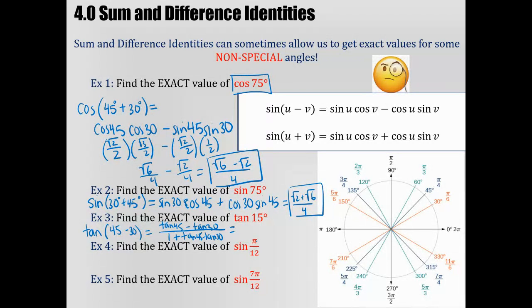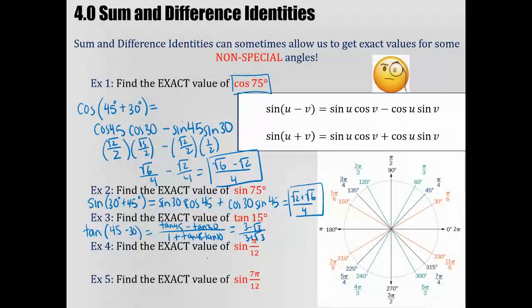When I do all of this, there are some interesting things going on here. I'm just going to simplify it to 3 minus root 3 over 3 plus root 3, so I don't have any complex fractions. I do have a radical in the denominator, but I don't have any fractions within my fractions.